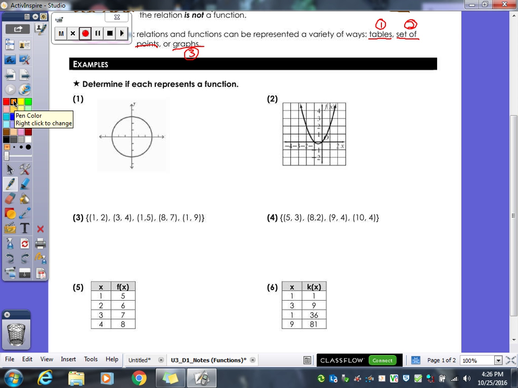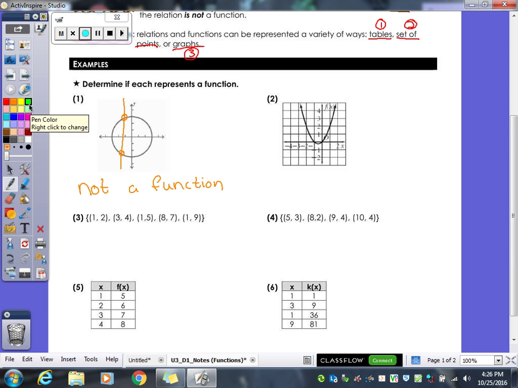So for example, graph number 1. Since I have a graph, I want to use the vertical line test to determine if it's a function. So I'm going to draw a vertical line anywhere on the graph. And since this hits it more than once, that means this is not a function. This graph is purely a relation.